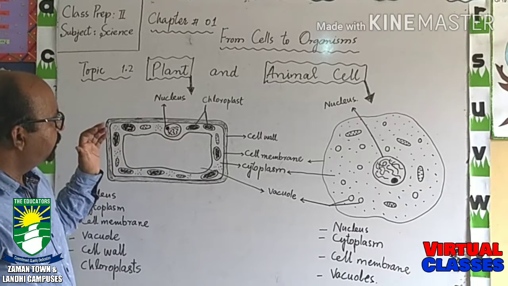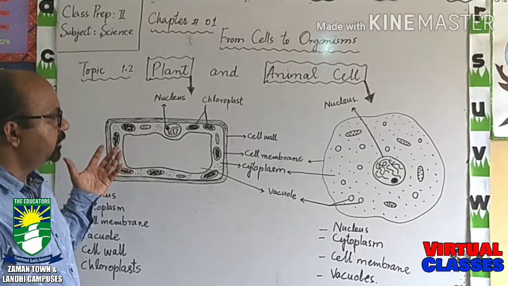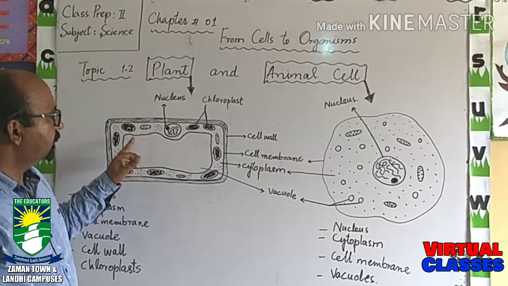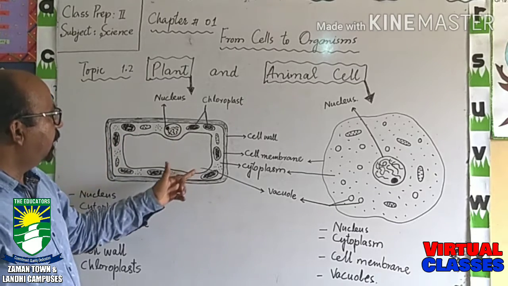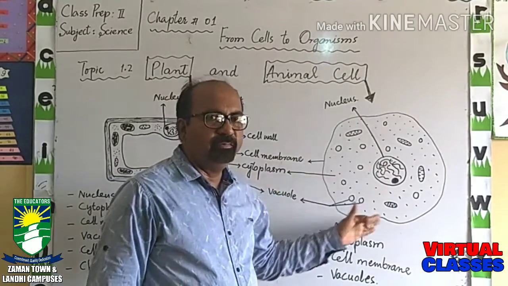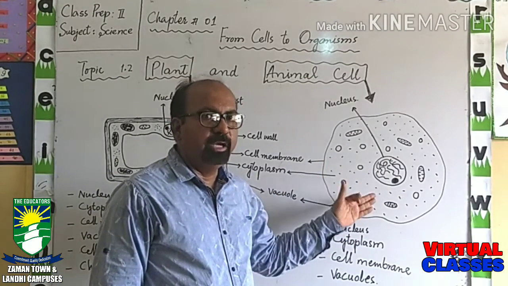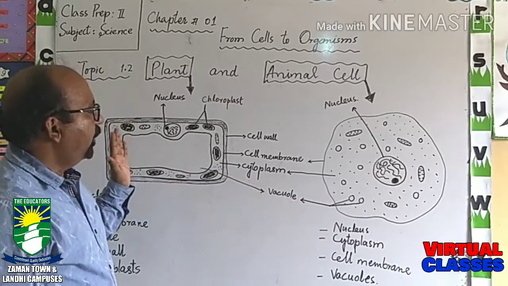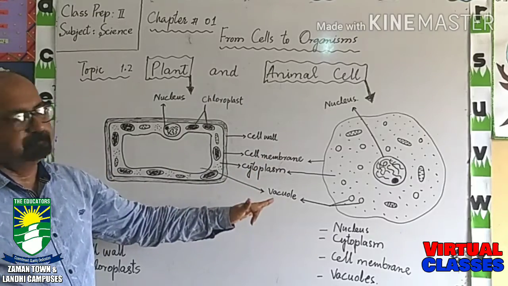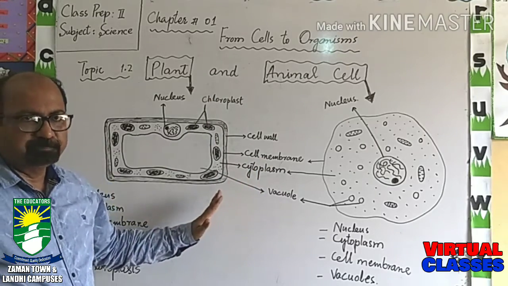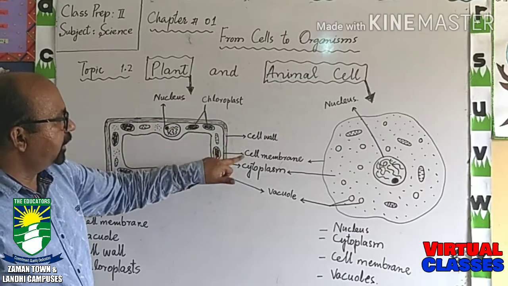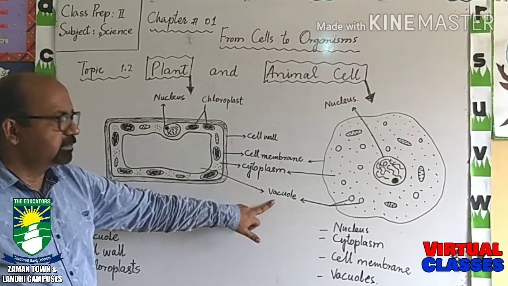And another difference, which is not written in the book, is that the plant cell has a big vacuole and the animal cell has smaller vacuoles, more in number. So when we talk about the differences, we will only see these three differences which are written in this book. The first one is chloroplast, the second one is cell wall, and the third one is vacuole.